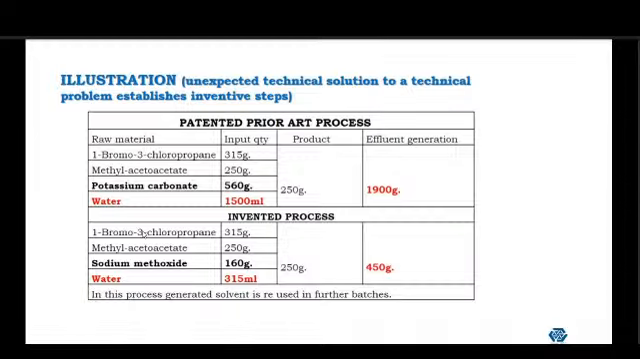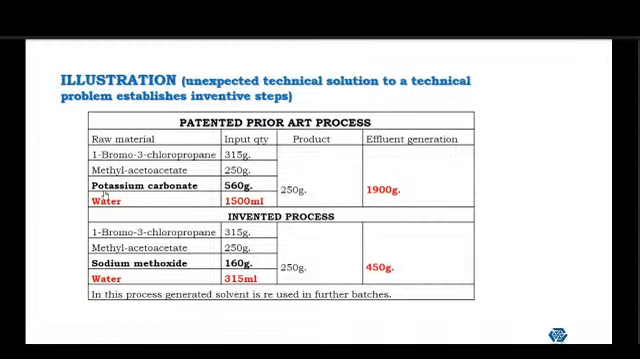So earlier patented processes which were there, it utilized the raw material, that is 1-bromo-3-chloropropane. The quantity was 315 grams. Methyl acetoacetate, 250 grams. It utilized potassium carbonate in the quantity of 560 grams and water 1.5 liter, that is 1500 ml. So the product which was obtained using these ingredients was 250 gram and effluent was 1900 kg.